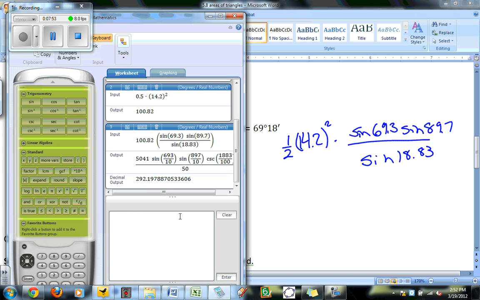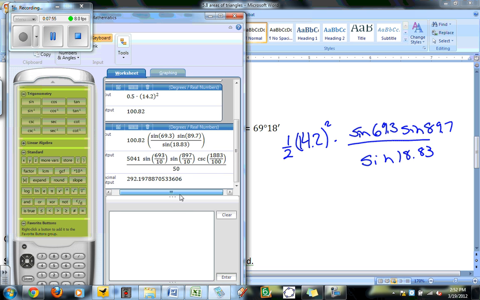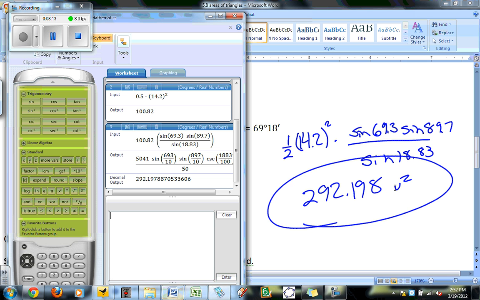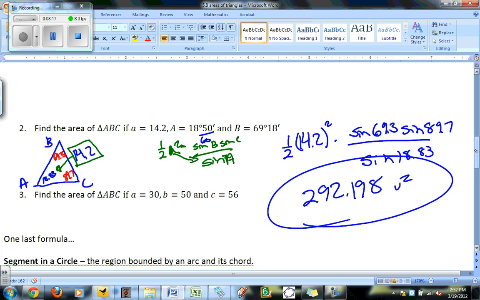Okay, so the area of that, it worked out exactly how we want it. If you look up here, it tells me that's exactly what I wanted, as far as it means I typed it in right. So the area of this guy is 292.198 units squared. Okay. The hardest part about this stuff is typing in the calculator correctly.